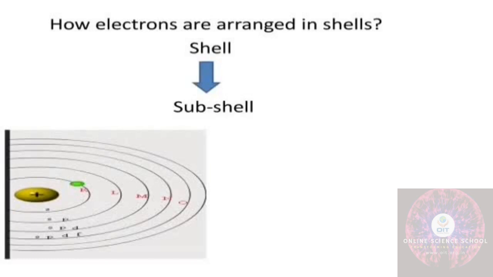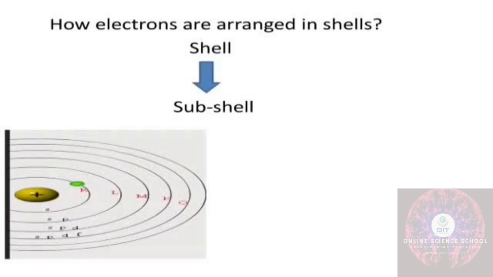Now we are going to look inside a shell. How are the electrons arranged inside a shell? The shells are again divided into subshells. So, a new concept is subshell. In a shell, the region where the maximum probability of finding electrons is called the subshell or orbitals. They are also known as sub-energy levels. Subshells can be represented using the small letters s, p, d, f.